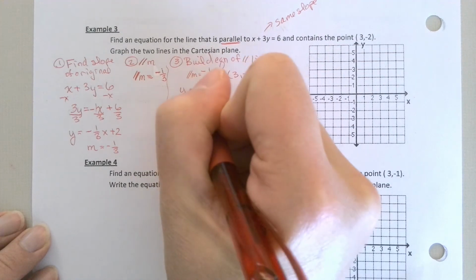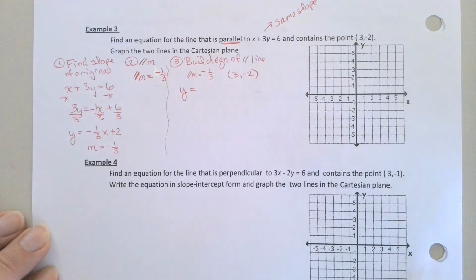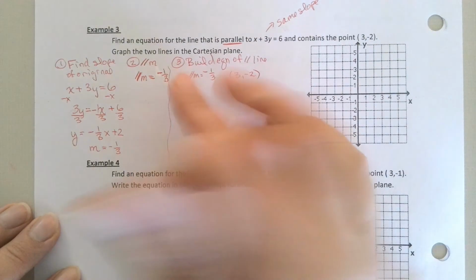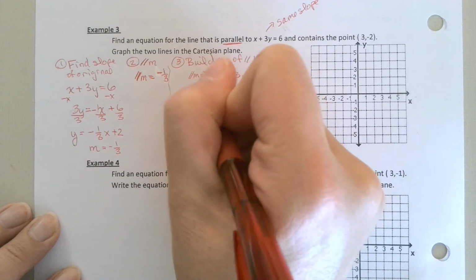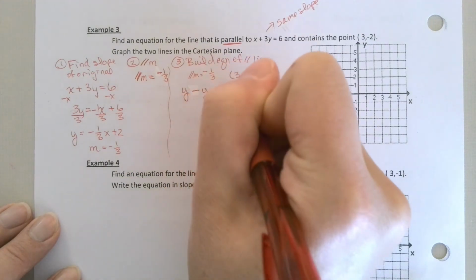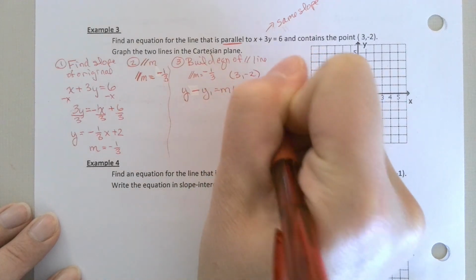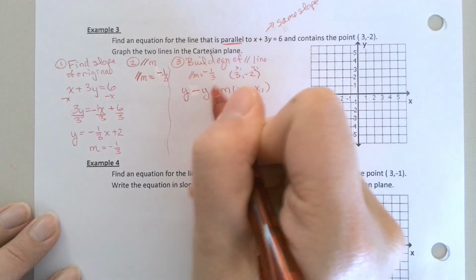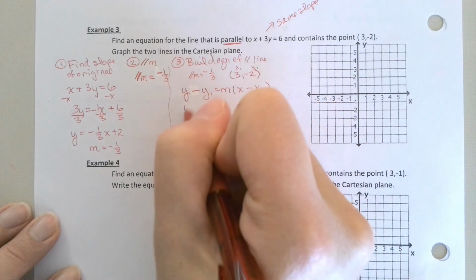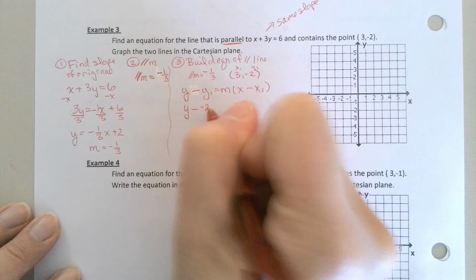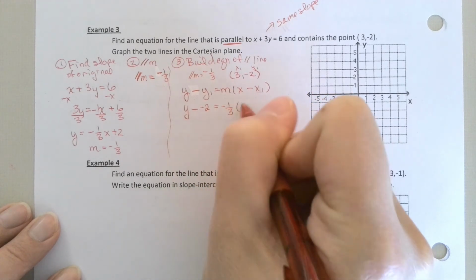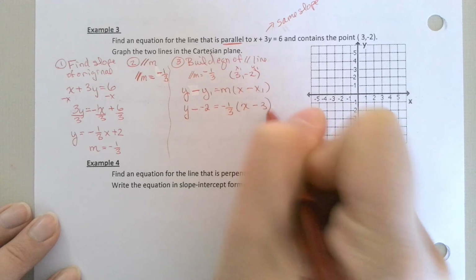So here I go. So y minus y1 equals m times x minus x1. So with that, I'm going to plug in my x1 and y1, and so here I go. Y minus, watch that, negative 2, okay, equals my slope of negative 1/3 times x minus x of 3.